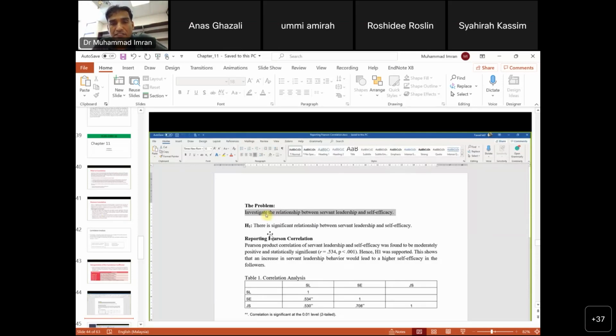Alternate hypothesis: there is a significant relationship between servant leadership and self-efficacy. And what will be the null hypothesis? Please, can you give me the answer? Group 9. There is no significant relationship. Wonderful. Good. Congratulations. Yes, there is no significant relationship. This is the null hypothesis.